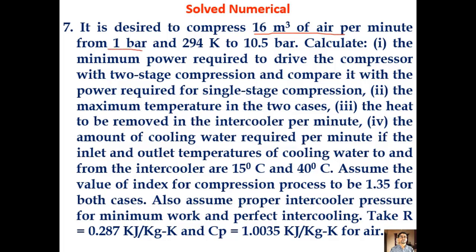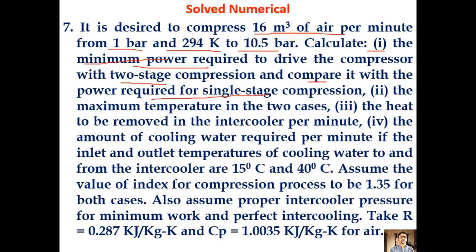So it is desired to compress 16 meter cube of air per minute, V1, from 1 bar P1 at 294 Kelvin T1 to 10.5 bar. Now this is the final pressure, so P2 or P3, that depends on the number of stages. Number 1, calculate the minimum power required to drive the compressor with a two-stage compression and compare it with the power required for single stage compression. So you have to find out the work of compression for two stage, minimum power. So for minimum work of compression you have to use the minimum power condition here. Also you have to compare this work with the single stage. Suppose the air is compressed from 1 bar to 10.5 bar in a single stage, what is the work of compression? If it is compressed in two stages, what is the work of compression? You have to find out and compare.